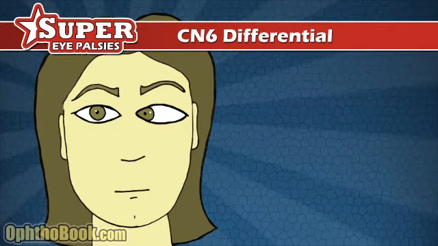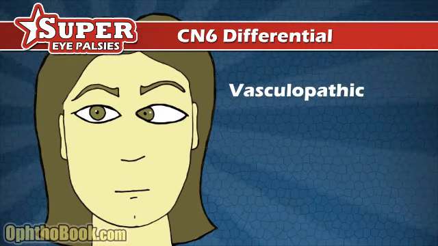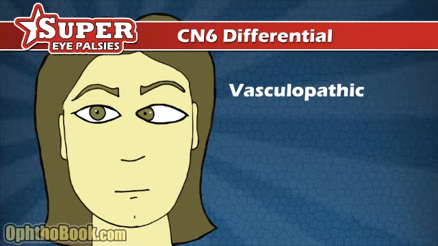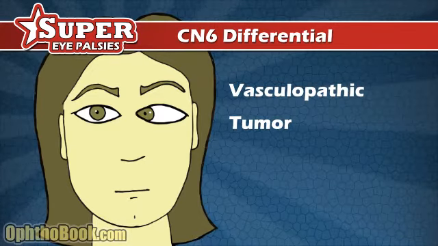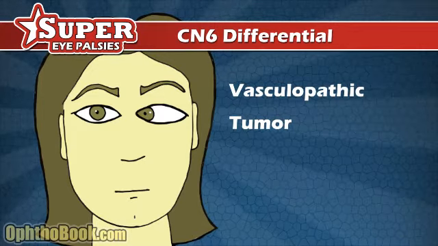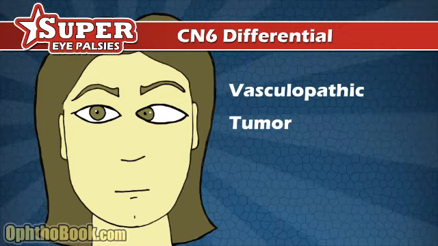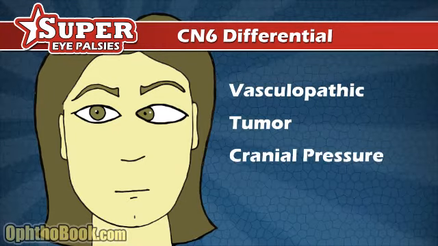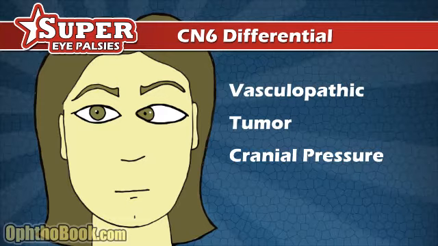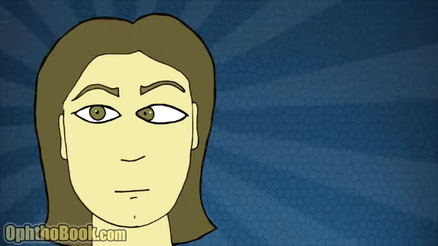And what are the causes? Once again, vasculopathic. Start thinking about diabetes, hypertension. You also think about tumor. But the special one that I want to emphasize with these sixth nerve palsies is you can also see this with high intracranial pressure. Something about high pressure inside the skull causes problems with that sixth nerve.